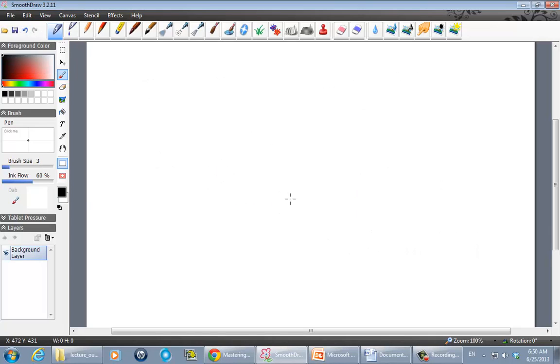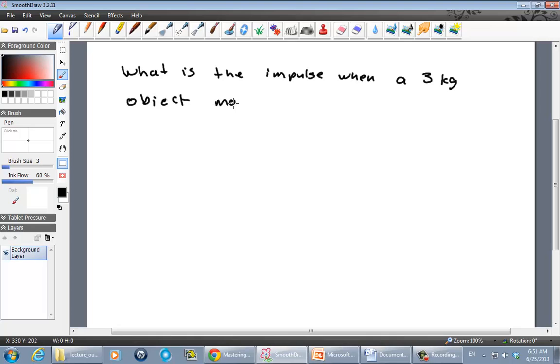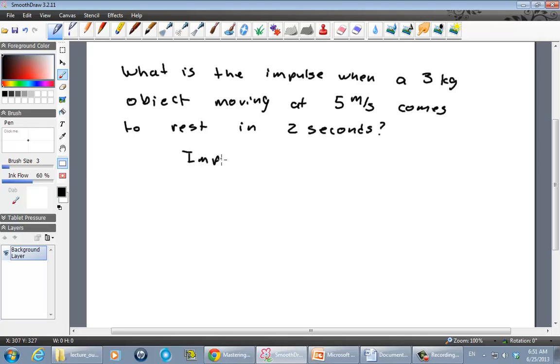All right. What is the impulse when a 3 kilogram object moving at 5 meters per second comes to rest in 2 seconds? Okay, so what is impulse? Impulse is change in momentum.